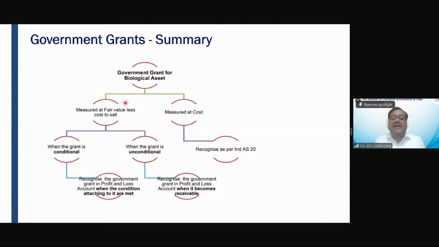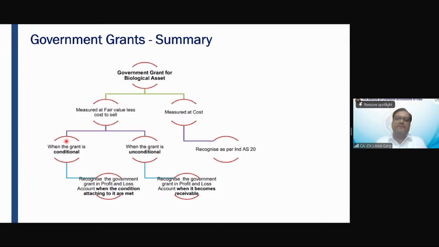Now, what is the accounting treatment? There could be two types of grants. Number one, when the grant is conditional. Number two, when the grant is unconditional, right? So friends, when the grant is unconditional, what is meant by unconditional? There is no condition attached to the grant.